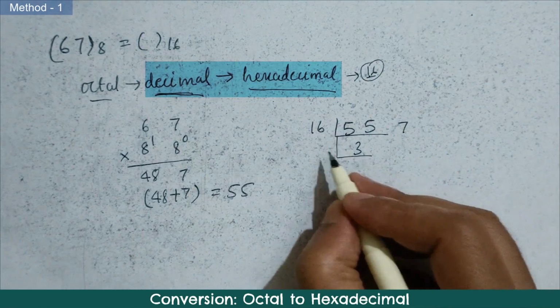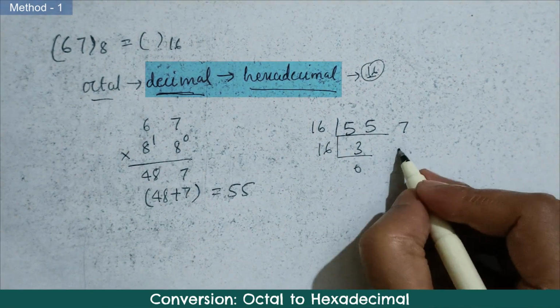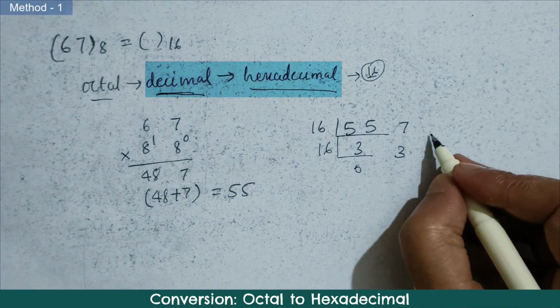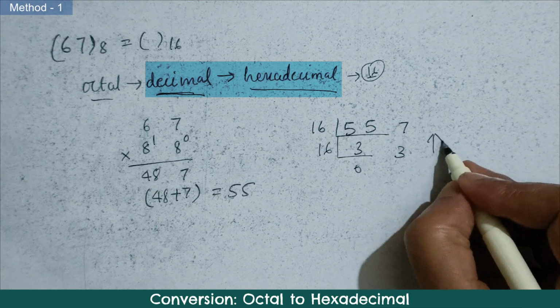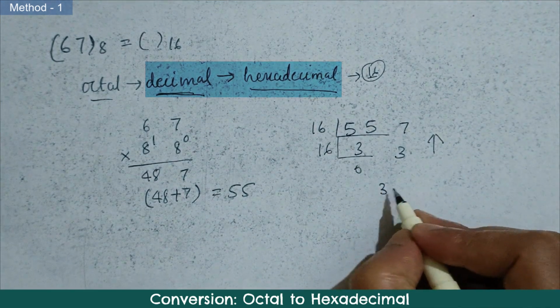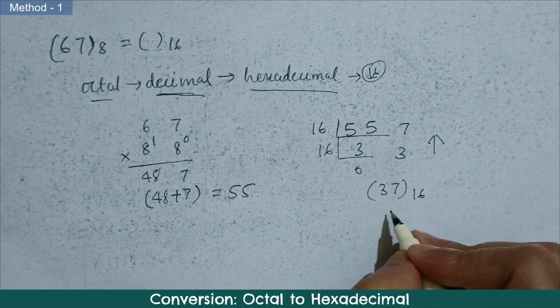Divide the number again by 16, write down quotient, 0 is below, and the remainder, 3 in the right side. Kindly stop the process if quotient reached to 0. In the remainder section, write digits from bottom to top. So, 37 will be our final value in hexadecimal.